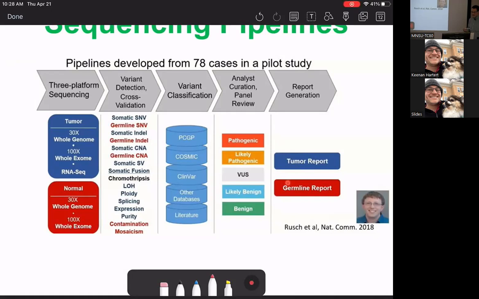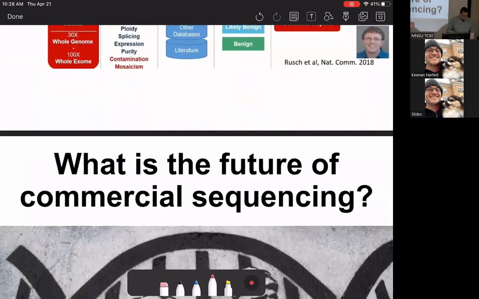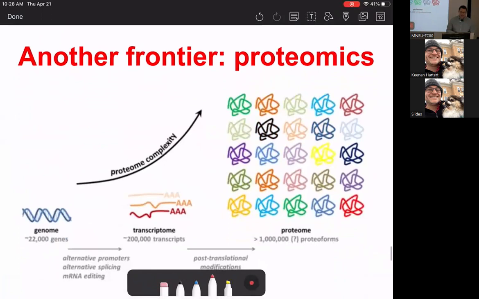Last little character before, hopefully, a fun activity. What's the commercial of future sequencing? Scary. Everybody's like, they're going to get my privacy. And it's like, well, they can get it from just about anything.